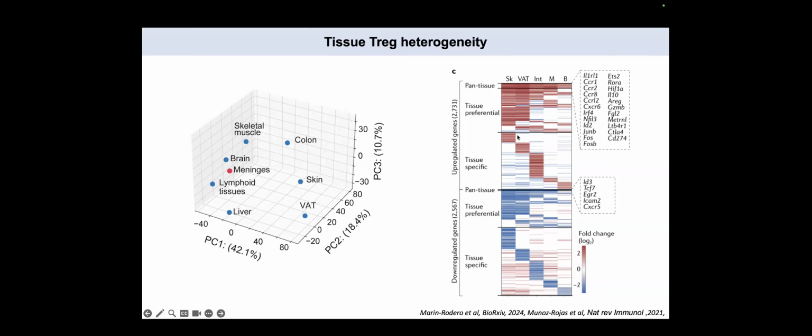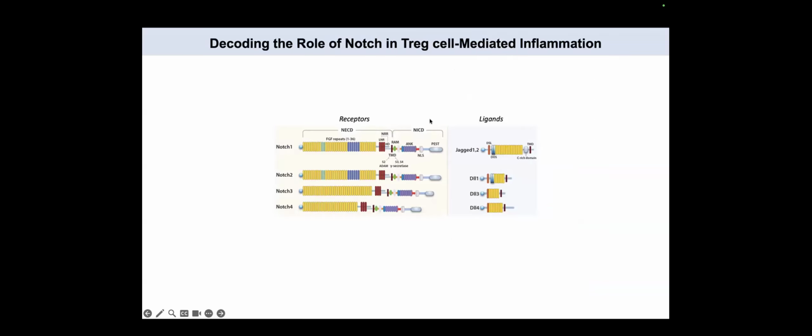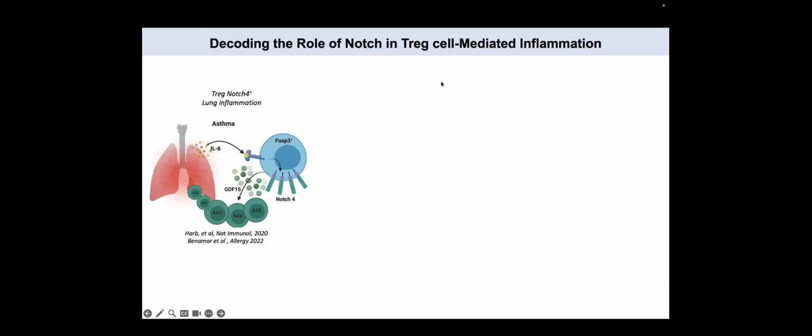Based on that, and in line with this idea, in the lab for a couple of years we have worked on Notch signaling, and we try to understand the role of Notch signaling in Treg cell-mediated inflammation. The Notch signaling is composed of 4 receptors and 5 ligands, and in the lab, we focus on this signaling in Tregs. First, a couple of years ago, in an allergic airway inflammation, we showed that Tregs upregulate Notch4, and this upregulation leads to a destabilization of Tregs and an exacerbation of lung inflammation.